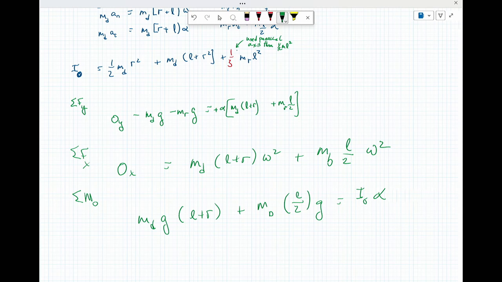Oh, mass of the disk. Oh, a mass. That is an R. Those are R's. Again, sometimes when I look at my notes, there you go.